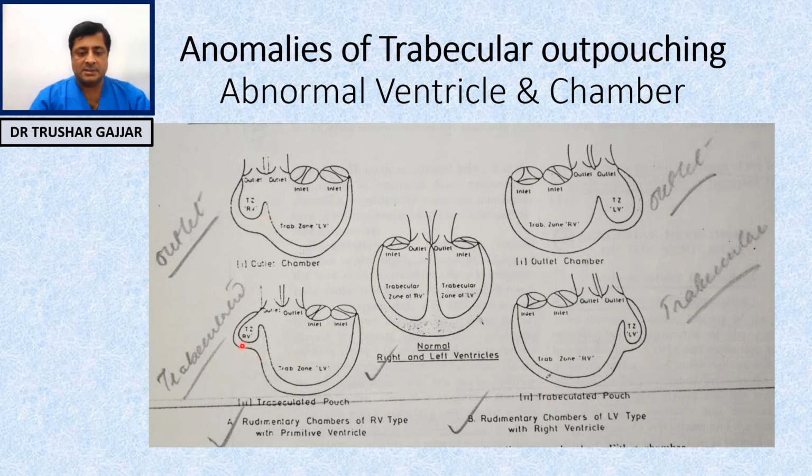Another variety is where it is not related to that, it is a very small or tiny pouch, and outlet and inlet both are from the single chamber, and this is only a small pouch. That is called trabeculated pouch, or trabeculated variety of outpouching of the ventricle. This is on the right side and these are the left varieties.